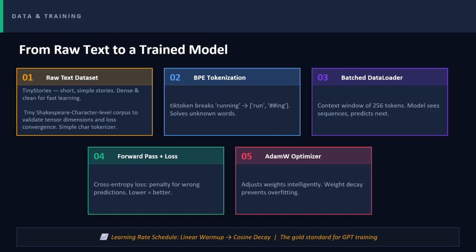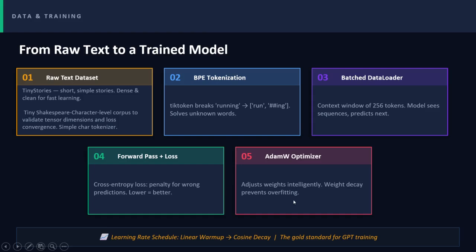And the batch data loader creates batches with context window. And the forward pass predicts the next token. And the loss is calculated using cross entropy loss. That is, lower is better.